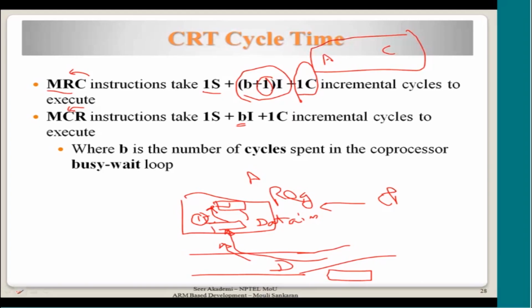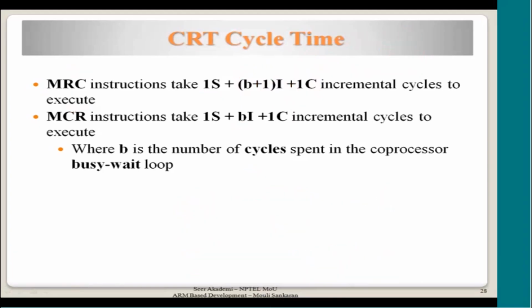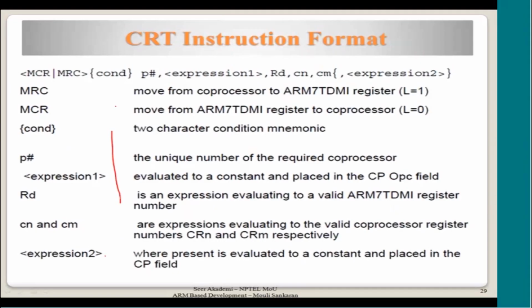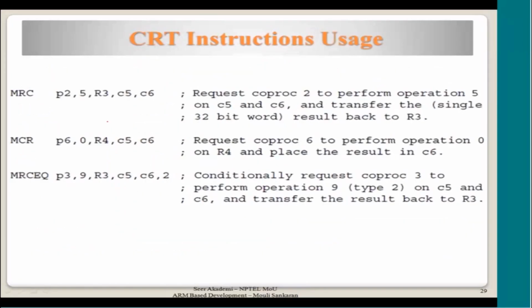Okay, and then this is a format, so don't get worried too much. It is very specific to the implementation. So this is the CPID, and then you can mention which ARM register you are talking about, and which coprocessor registers can be mentioned here. So these are different types of instruction. Okay, this is coprocessor ID 2, and this is what, CDR, that means coprocessor to register, okay, perform some operation 5 on C5 and C6 and transfer the 32-bit word result into R3. Okay, do some operation based on this and then transfer it to R3.